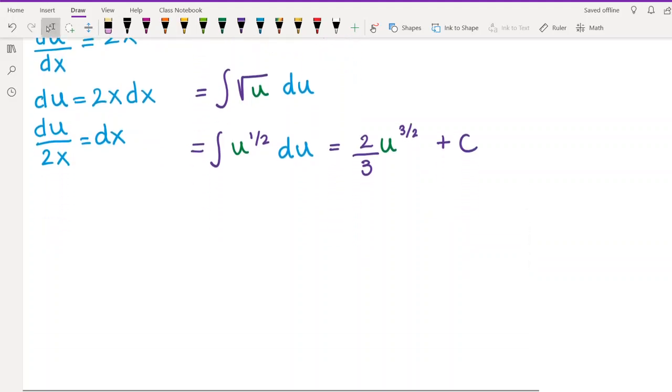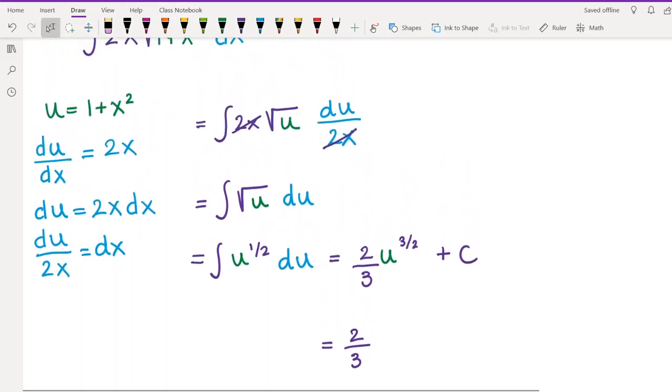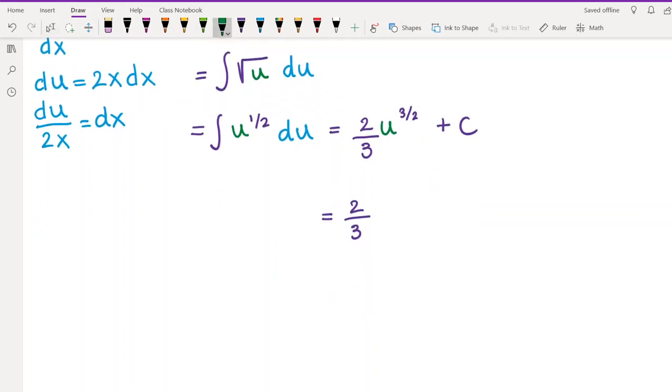So now we go in and change it back to our original variable. We take this u and replace it with what we substituted u for. So u was equal to 1 plus x squared. So we're just going to put back in 1 plus x squared here to the 3/2, plus c.